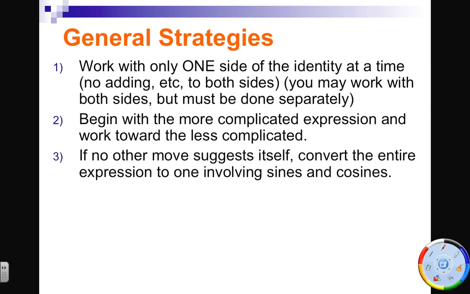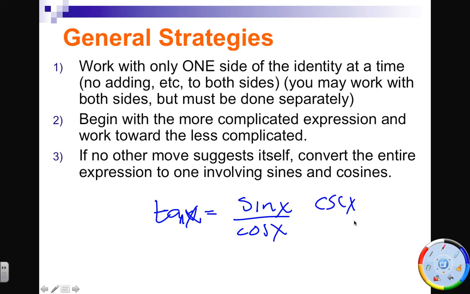One of the little strategies here is if you can't think of something to do, change everything to sines and cosines. So if you're given tangent of x, change it to sine x over cosine x. It creates fractions, but it creates things that might end up canceling later on. Or if you're given cosecant x, change it to 1 over sine x.